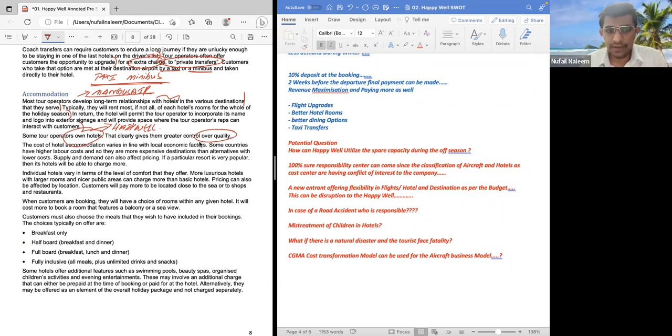The cost of the hotel accommodation varies in line with local economic factors, such as a higher labor cost in an expensive destination than alternatives with lower cost. Supply and demand can also affect pricing. If a particular resort is very popular, then its hotels will be able to charge more. Again, understand it very well. So that is the practical point of view. So can I quickly get a confirmation? These are the factors that are affecting the price, the local labor, all those things.